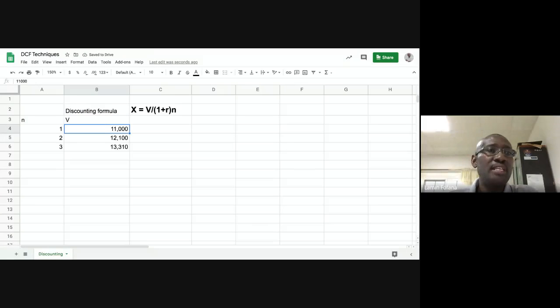So we can even do our rate here somewhere. We can say our R is equal to what? 10%. So I'll format this to percentage, and then I'll say 10%. Now I'll do everything here.